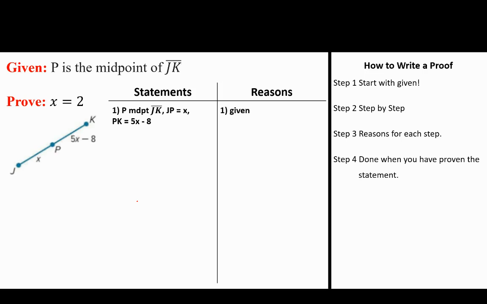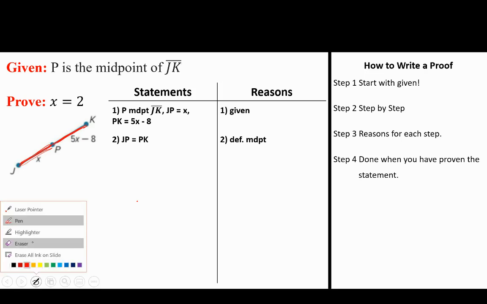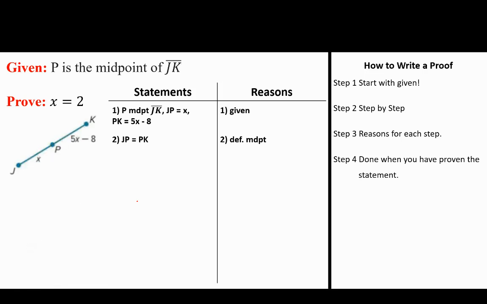Now, from there, guys, anytime you're given that something is the midpoint of something else, your next step should probably be writing out that definition of midpoint. So if P is the midpoint of JK, then that means this length, JP, should be equal to that length, PK. My reason? Definition of midpoint. Realistically, if you're given a midpoint, that's probably going to be one of our next steps.